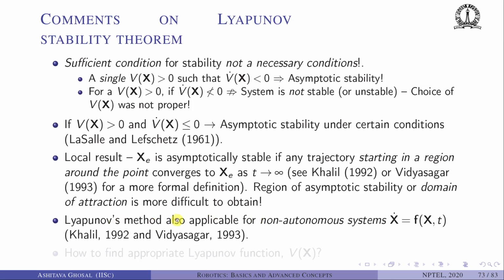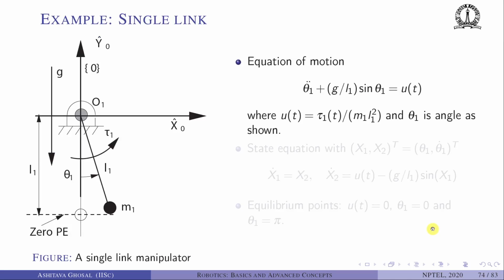The next point is that Lyapunov's method is also applicable for non-autonomous systems, when x dot is equal to f of x, t, but we are not going to go into that. So we can also determine stability of non-autonomous systems. Basically, non-autonomous systems are those where we have explicit dependence on time. So the bottom line in using the Lyapunov stability theorem is how to find an appropriate Lyapunov function V of x. If you find V of x and its time derivative satisfying less than 0, then our job is done.